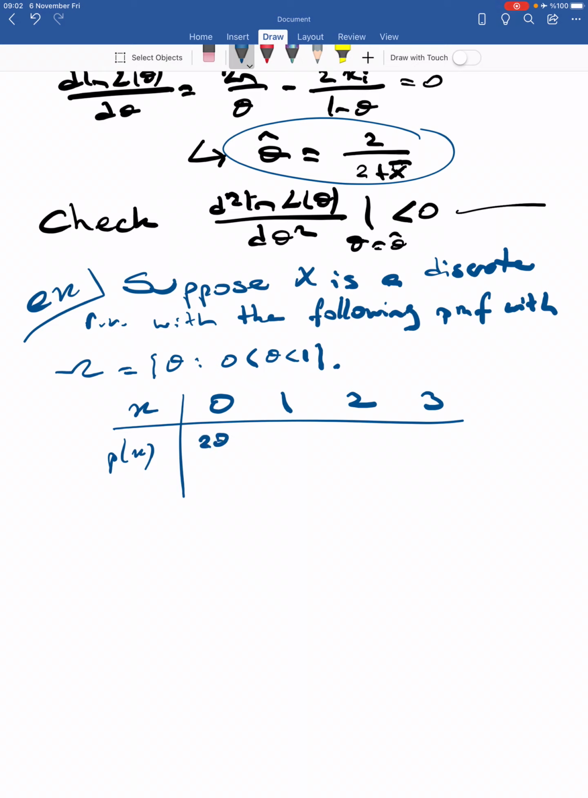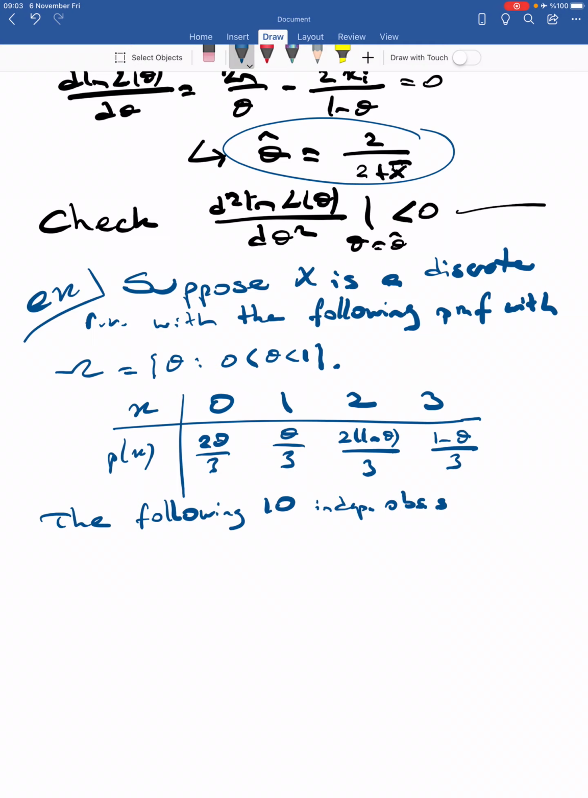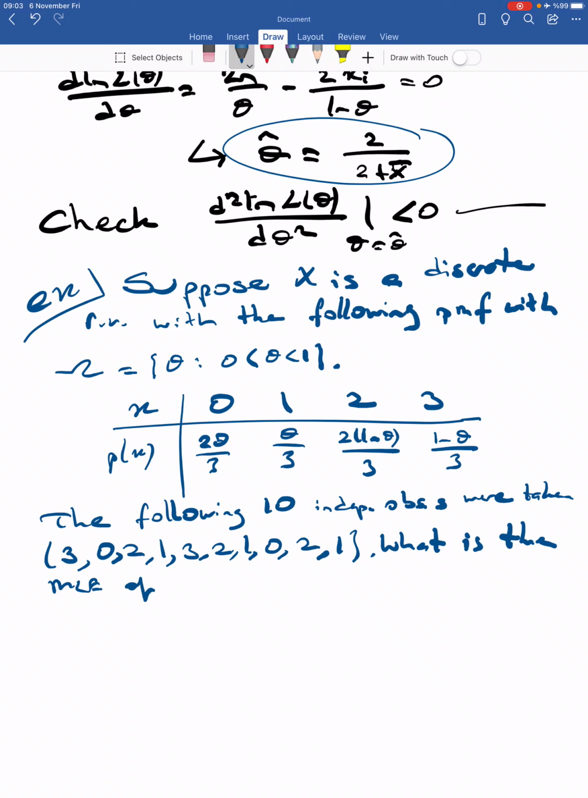The probability of getting 0 is 2 theta over 3, 1 is theta over 3, getting 2 is 2 times (1 minus theta) over 3, and observing 3 has probability (1 minus theta) over 3. So this PMF is given to us, and also another piece of information: the following 10 independent observations. Now we have the sample points. These are 3, 0, 2, 1, 3, 2, 1, 0, 2, and 1. That is 1, 2, 3, 4, 5, 6, 7, 8, 9, 10. Okay, so what is the MLE of theta is our question.